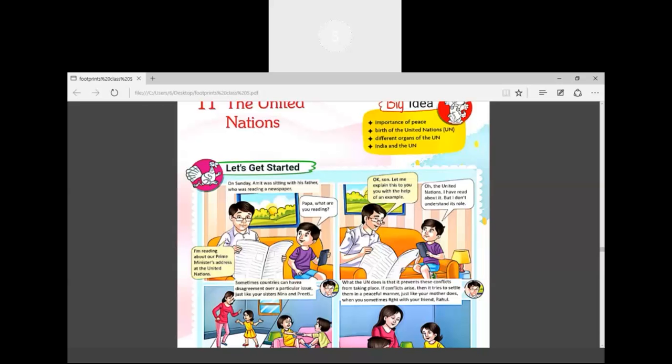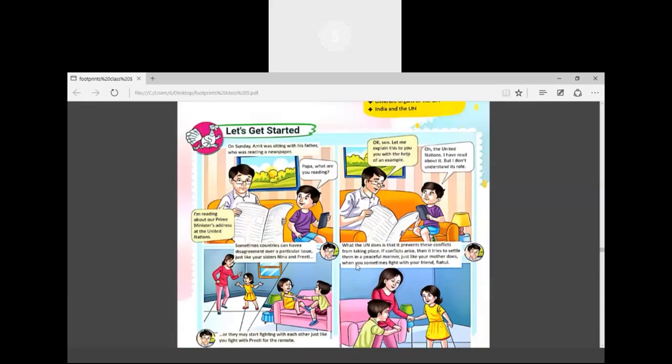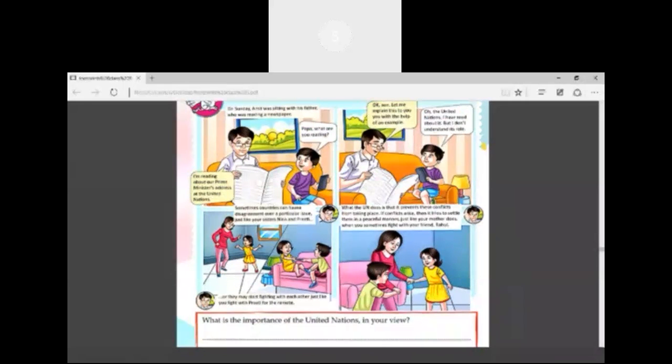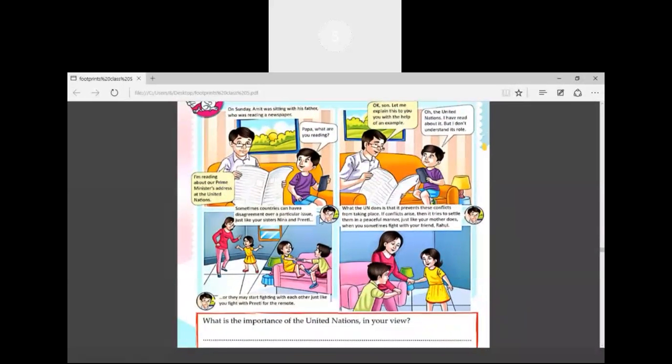Then his father says that sometimes countries can have a disagreement over a particular issue, just like your sisters Nina and Preeti are fighting in this story, you can see. They are fighting here. So just like them, sometimes countries also have disagreements. Disagreements means they do not agree on a particular point.